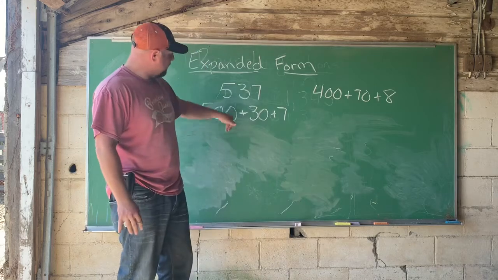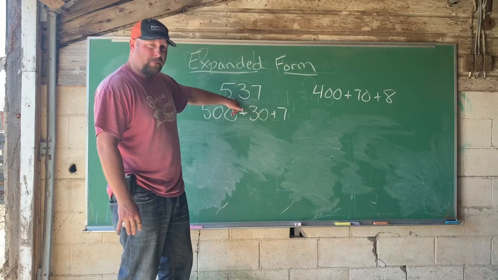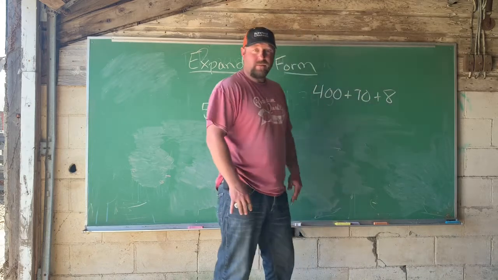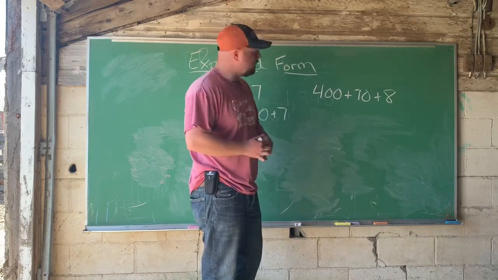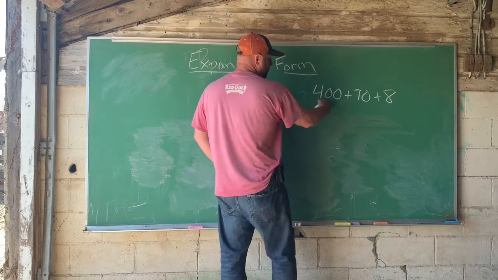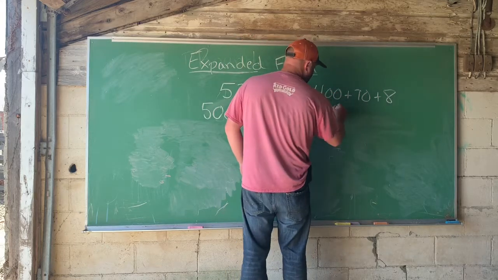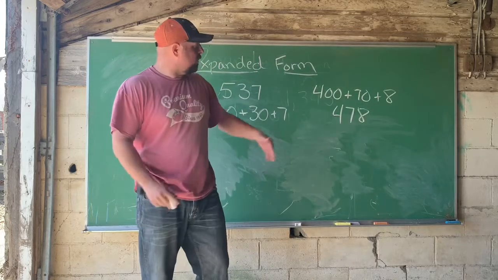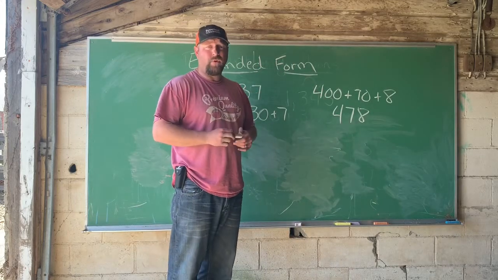I have to go from expanded form to the real number. So 478. It's always easiest just to say it to yourself. So when I say this number together, I say 478. So I'm going to write it, 478. If you're unsure, you can always actually add it and see if you're correct.